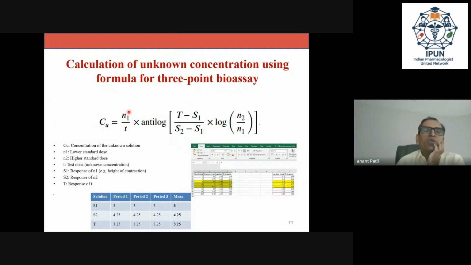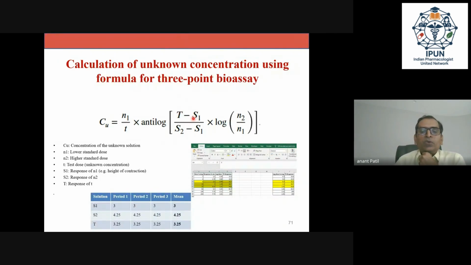So what will the formula be like now? 16 divided by 0.4 into antilog of (3.25 minus 3) divided by (4.25 minus 3) into log of 32 divided by 16, because the larger dose was 32 and the smaller dose was 16. And this is 0.4 ml. Then you take the log first: log of 32 divided by 16, so it will be log of 2. And we know the log of 2 would be something like 0 point something.